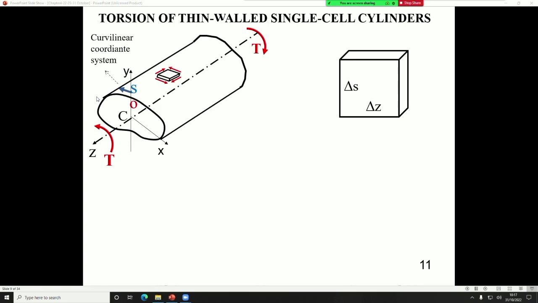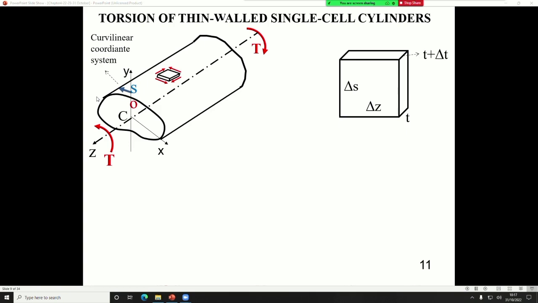Now, we allowed the thickness to vary. So if the thickness on one side is t, on the other side it is either a bit smaller or a bit bigger. So I say the other side is slightly bigger. It doesn't make any difference, smaller or bigger. So delta t has a hidden sign in it.